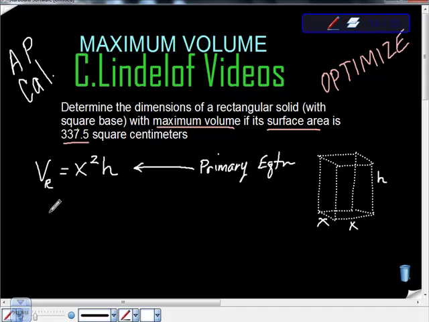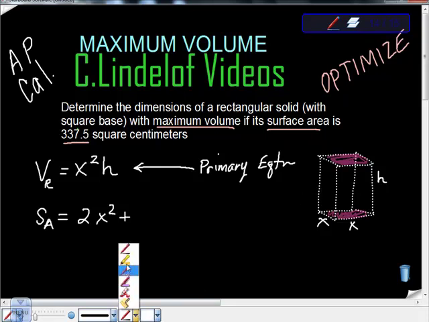Then we need a secondary equation, and our secondary equation is going to be surface area. Let me show you how I'm doing it here. I have the surface area on the bottom, and there's one on the top. So there are two of them. The area of a square is x squared, plus the sides. And we have 4 sides.